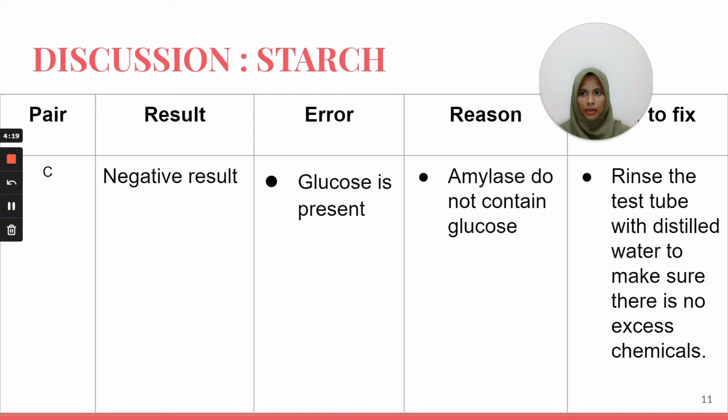Okay, but for the C test tubes, which is the third pair, sadly we got a negative result because the blue color of the Benedict solution turns orange red precipitate, which means there is glucose in the solution. But in test tube C, we put untreated amylase, which does not contain glucose. So what can we do to fix this problem? We can rinse the test tube first, using distilled water to make sure there are no excess chemicals in the test tubes before doing the experiment.